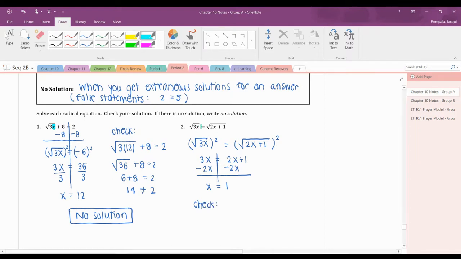Because there are 2 different x's, we'll have to substitute that value of 1 into both and see if the left side equals the right side. Under the square root, we'll have 3 times 1 on the left. On the right side, we'll have 2 times 1 plus 1. Under the square root, 3 times 1 is 3. Under the square root, 2 times 1 is 2, and if I add 1 onto it, notice that we get the square root of 3 on the left equal to the square root of 3 on the right. That checks out, so I am able to circle x equals 1. That is my solution.